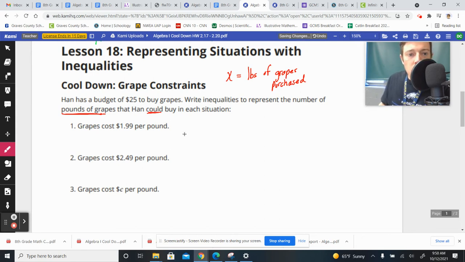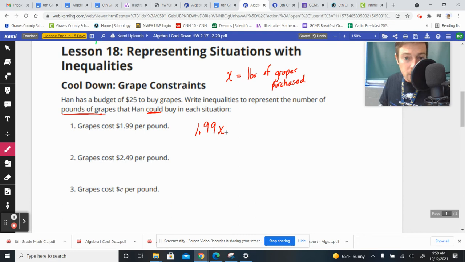Whenever we're buying something, as we buy more and more of it, it's going to cost us more money. And usually, multiplication is something you can do with how much you buy and how much it costs to get a total. That's the situation here. If I take the pounds of grapes that I purchase and multiply it by how much they cost per pound, that should tell me how much I spend total, right? So if it's $1.99 per pound, and I buy x pounds, I can write 1.99x to represent how much I spend.